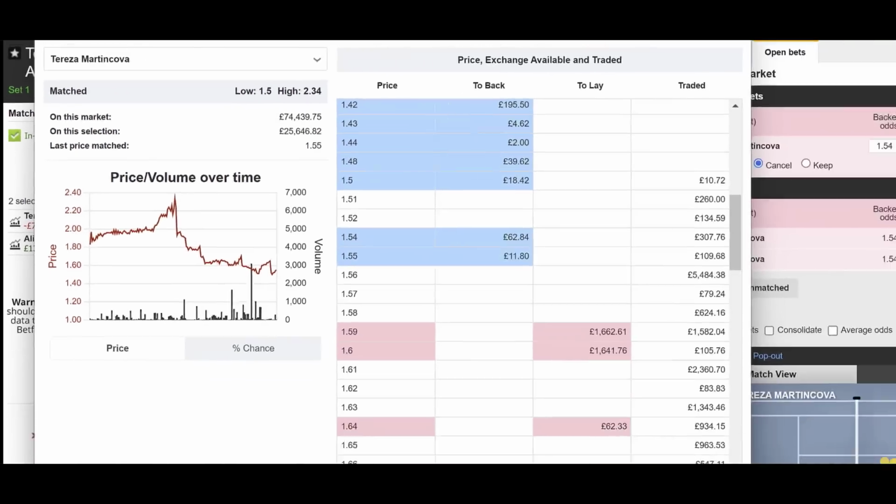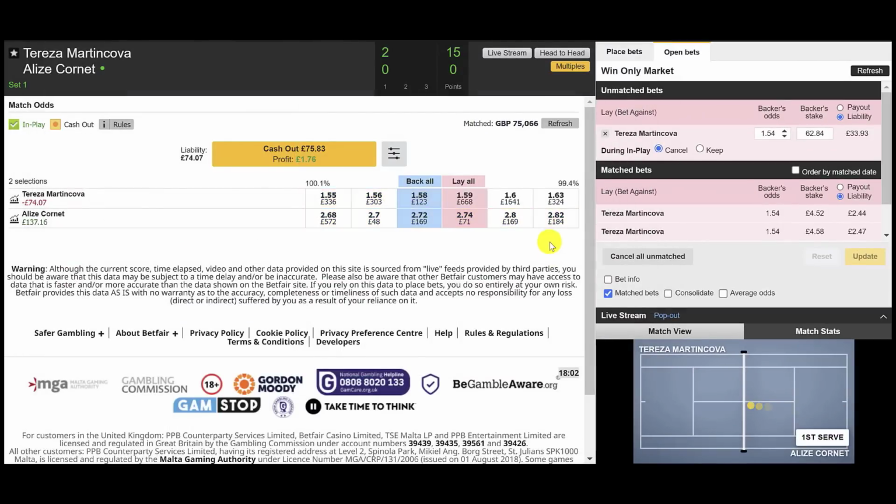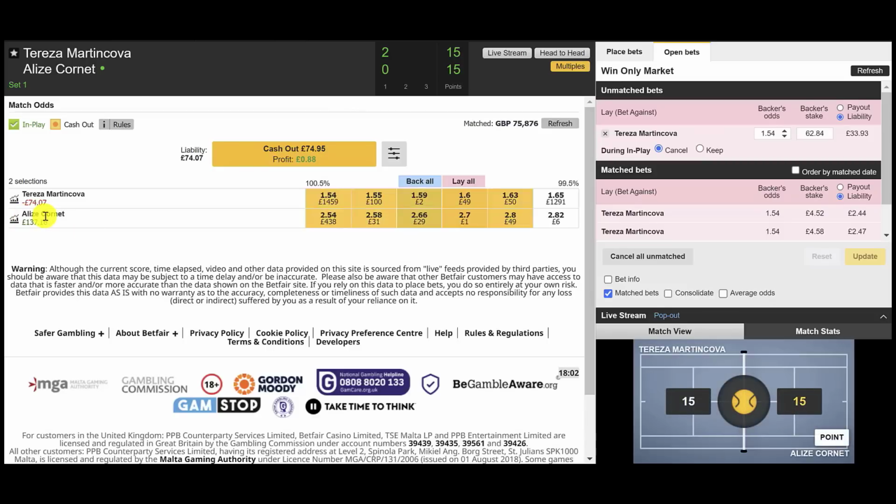So she was around even. So yeah, we're looking at 2 even players in this one. Obviously, it's gone early, 2 love in favor of Martinkova. We're going to look to see if Cornet can get back into it.